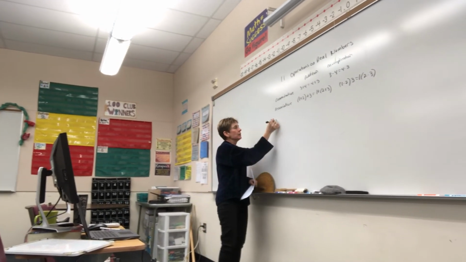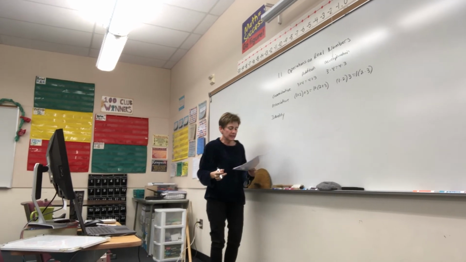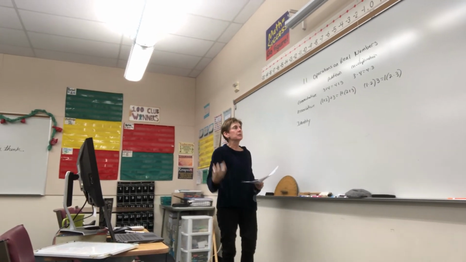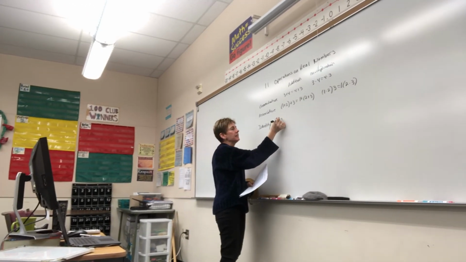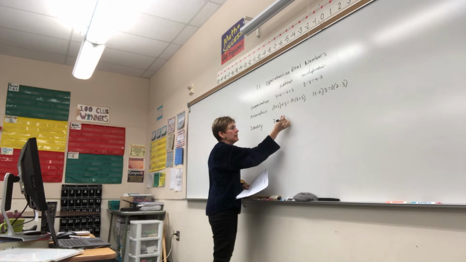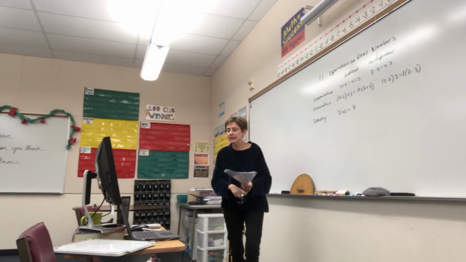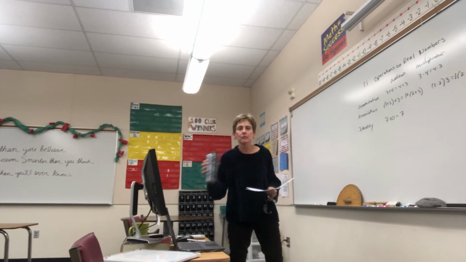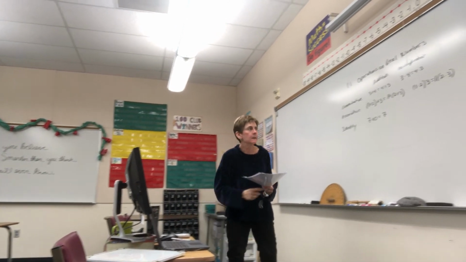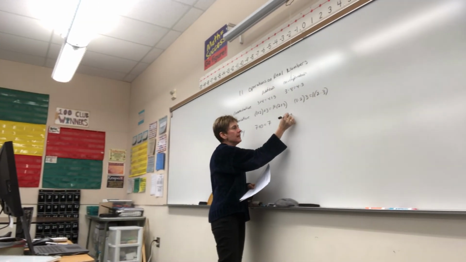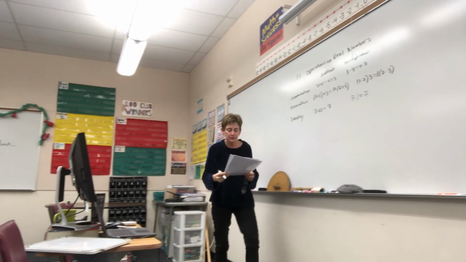Okay, let's do another property, the identity property. Basically, this one is telling you that the number does not change. So an example of the identity property of addition might be that 7 plus 0 equals 7. Can you think of an example of the identity property of multiplication? We might do 7 times 1 equals 7. So for multiplication, it would be times 1.